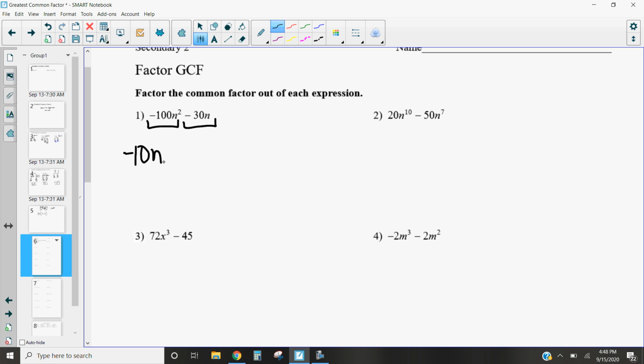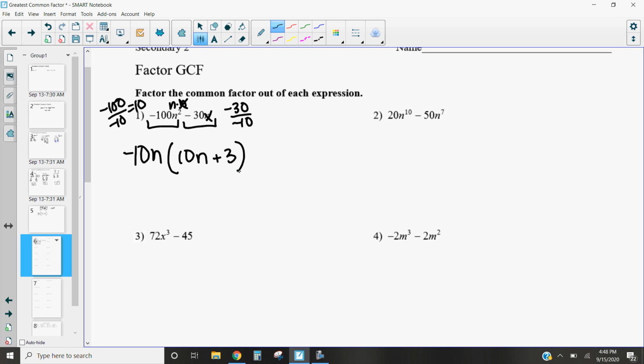So as I pull these things out, I have to write down what's left over. So if I pull a negative 10 out of my negative 100, so negative 100 divided by negative 10, well, that's going to leave me a 10 inside. And if I get rid of one of my 2 n's, I'm left with an n inside. Then the same thing here, negative 30 divided by negative 10 is 3, and then I'm getting rid of this n. So there's no n that's going to be there.